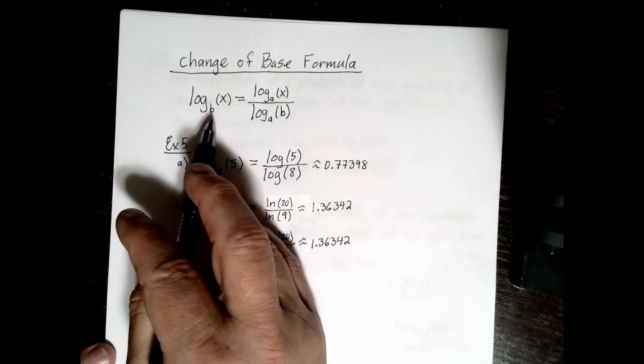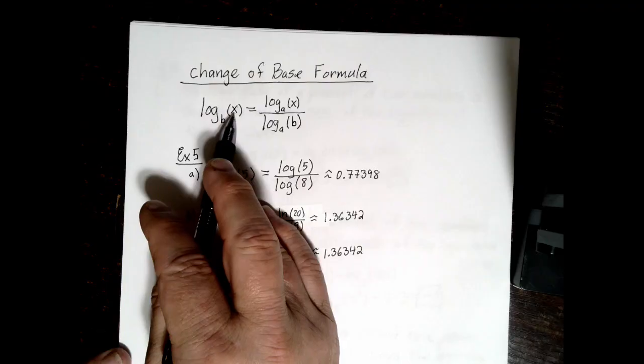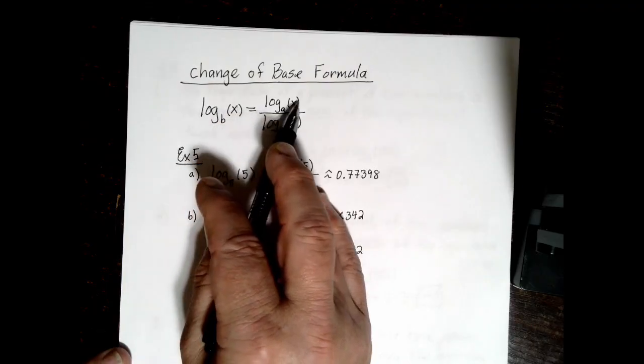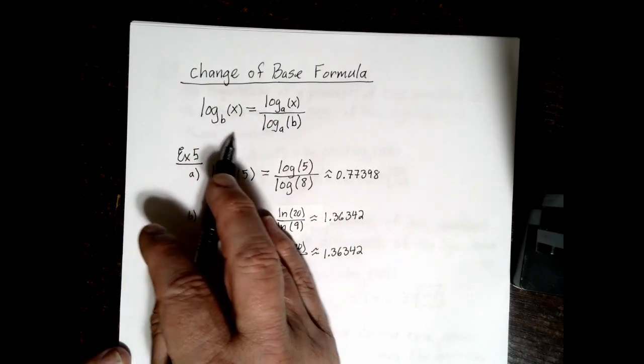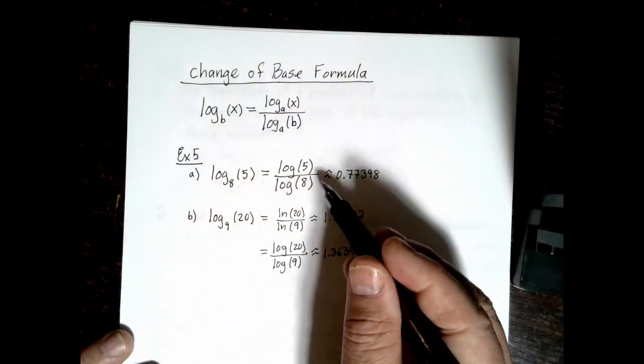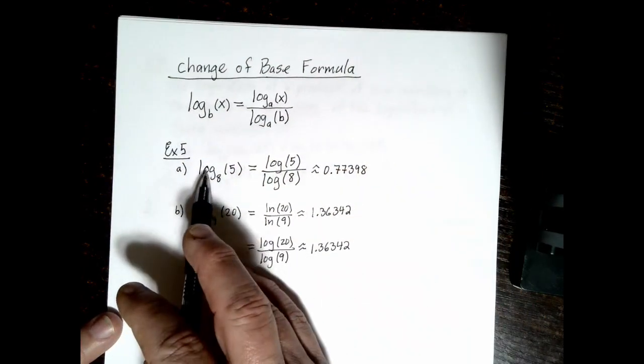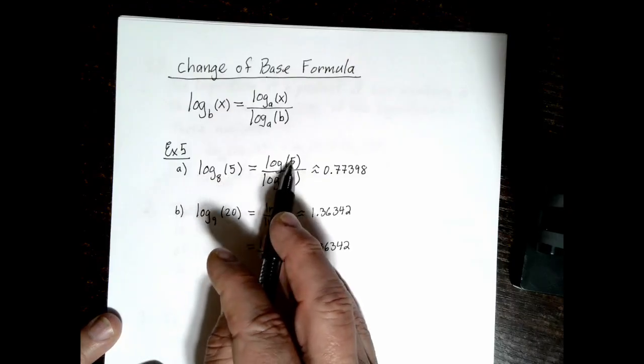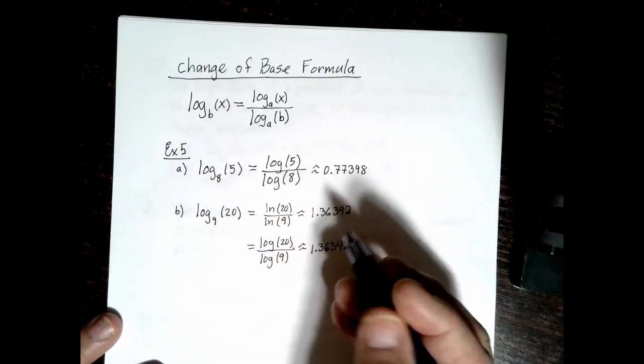Here's our change of base formula. Remember, the number that goes here is up top, the number that is your base goes on the bottom, and you pick a new base. So either pick 10 or e. So you can write log base 8 of 5 as log 5 over log 8, and just ask your calculator.